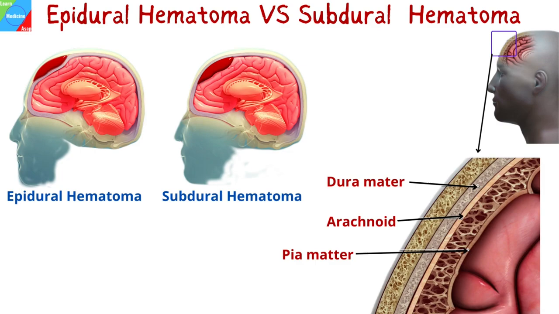Hello everyone. Extradural and subdural haematoma in the head are typically easy to distinguish from one another, but occasionally it can be difficult. In this video, we'll differentiate epidural haematoma and subdural haematoma in an easy way to understand.